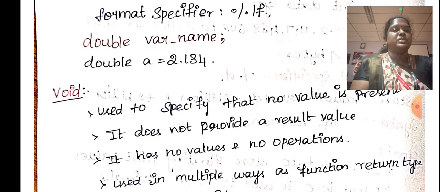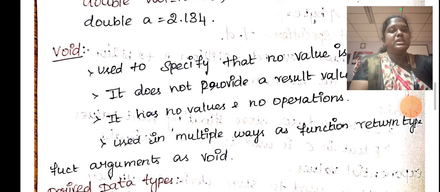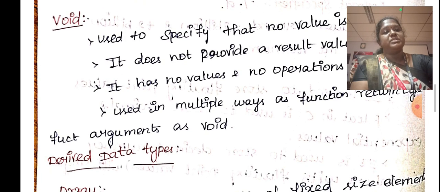Void is used to specify that no value is present. It does not provide a result value. It has no values and no operations. It is used in multiple ways, such as function return type and function arguments as void.